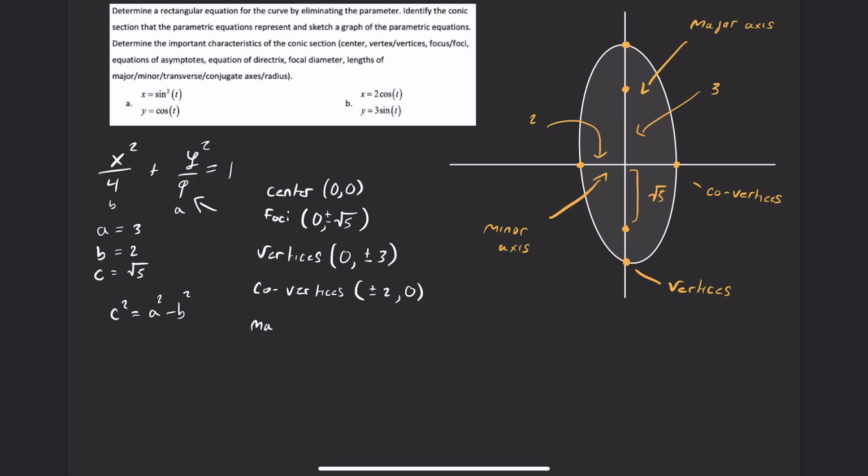And the major axis is a distance of 2a, which would be 6. Minor axis is a distance of 2b, so it's length 4, and that's it.